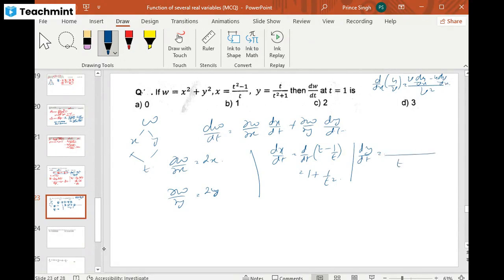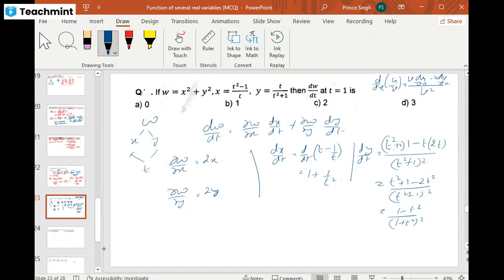So this is v square. v times the derivative of u: the derivative of t is 1, and u as it is times the derivative of v; the derivative of t square plus 1 is 2t. So this is t square plus 1 minus 2t square, or this is (1 minus t square) upon (1 plus t square) whole square.